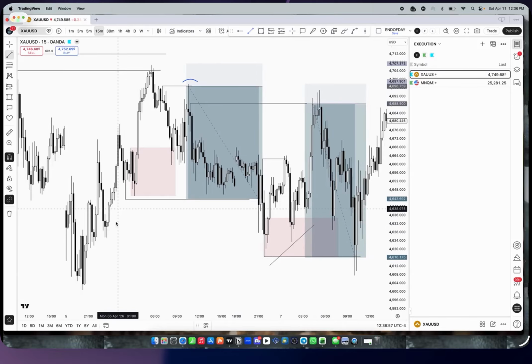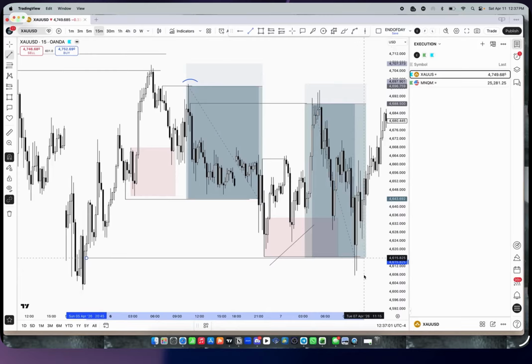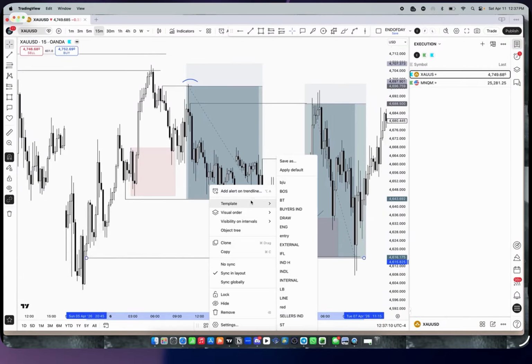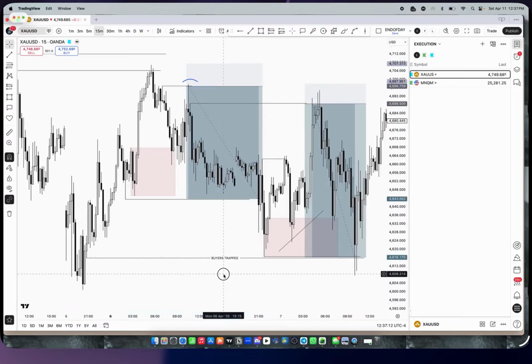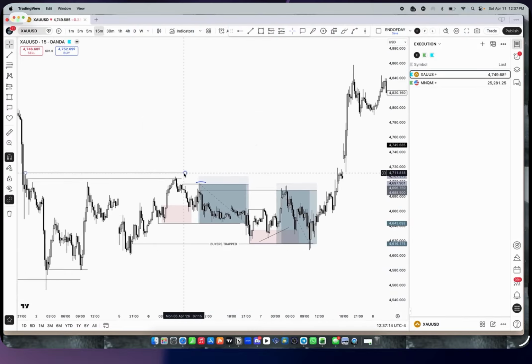And look at what we have here as well. We have an inducement from the left. So once that inducement from the left gets taken, price reverses aggressively and runs for that buy target. As buyers get trapped, and it runs for those highs.